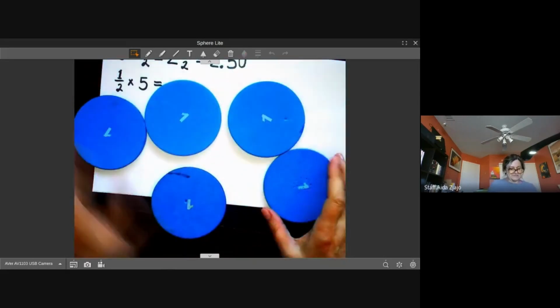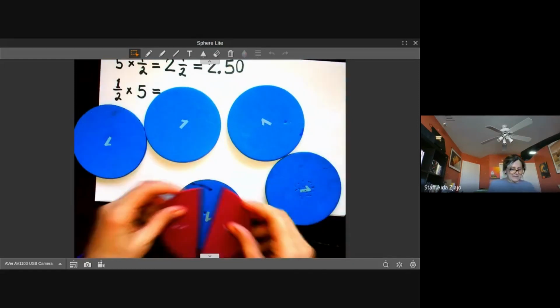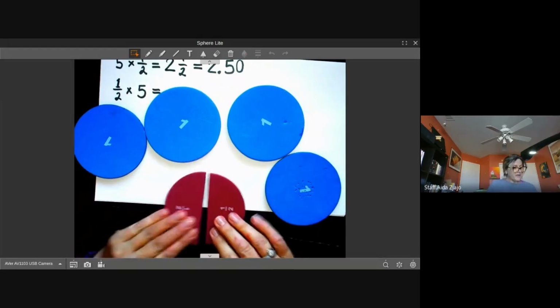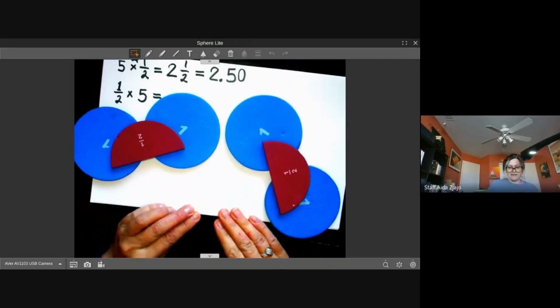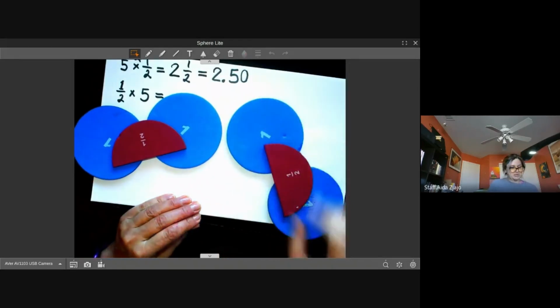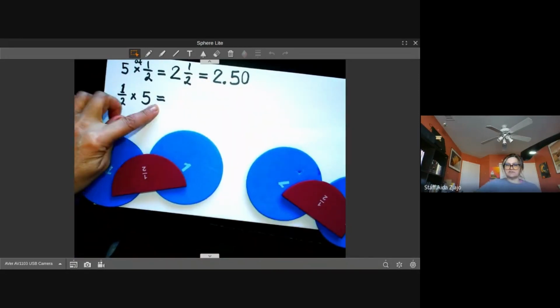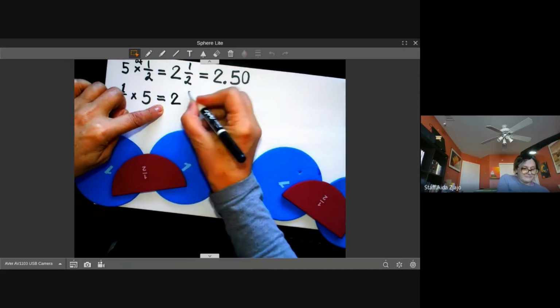And this one, they have to share. So I'm going to cut this 1/2 into halves. So we can see that Robert is going to get 2.5, and Kevin is going to have 2.5. So when we look at our problem, 1/2 of 5 is really 2.5.